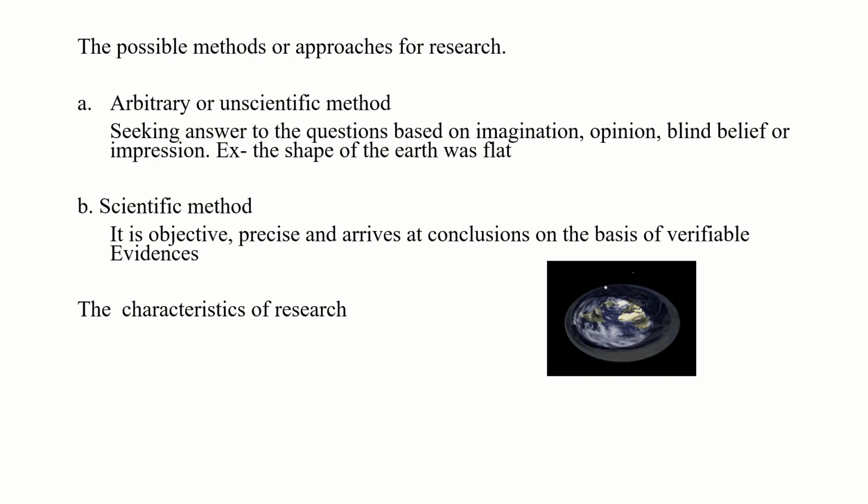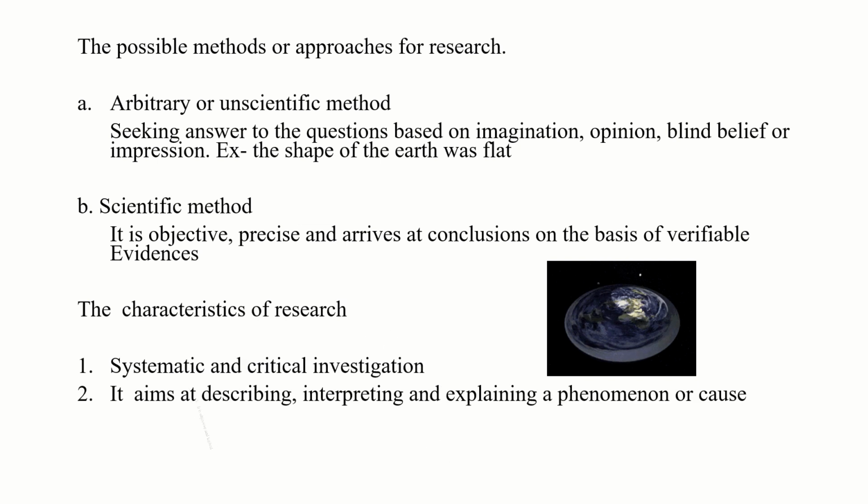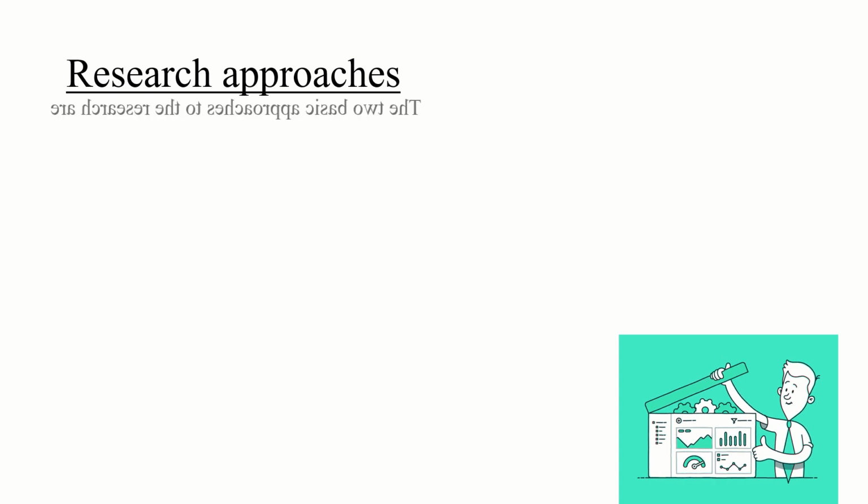Now the next one is the scientific method. What exactly does the scientific method tell us? In the scientific method you are very precise about your problem, you frame objectives towards it, and you come up with logical step by step solutions. Finally, you come out with the conclusion with verifiable evidence. Without evidence in the scientific method, we cannot find a solution to a problem or go further with the research.